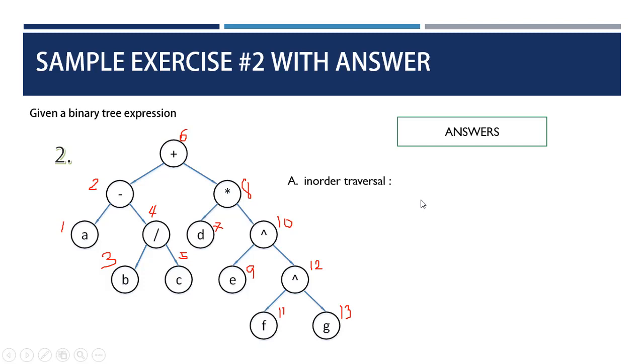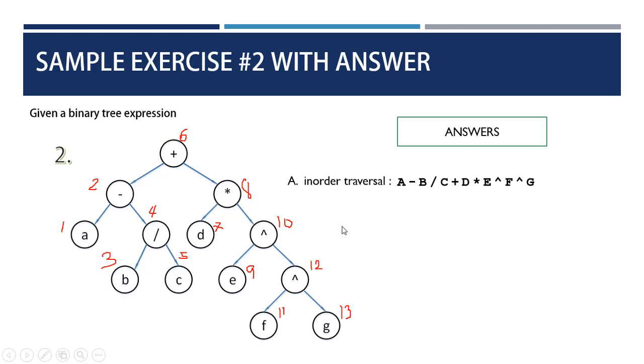Let's check. We have here A minus B. Correct. Then we have divided by C plus D. Then we have asterisk E, caret F, then we have caret G. So that's why we have this answer.